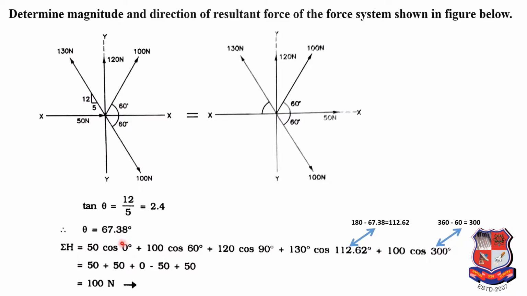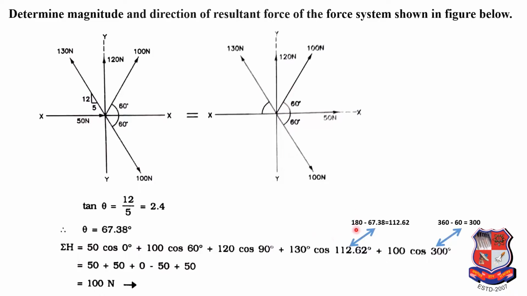Now what we have to do? Just simple summation of H, sigma H, means we have to do addition of all the horizontal forces. So we have to take first 50, it is on that line, means there is no angle, so 50 cos 0 plus 100 cos 60 plus 120 cos 90 plus 130 cos 112.62. So that is the question how we got.